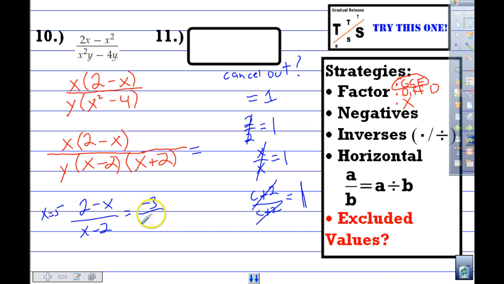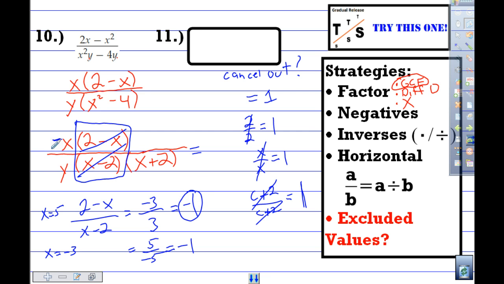Negative 3. What do you get on the bottom? So what does this equal? Negative 1. What if I plugged in a different number, like negative 3? Yeah, I'd get 5 over negative 5, which equals negative 1. So we have this unique situation where they don't have to be exactly the same, but they cancel out anyway, and they equal a negative 1. So you just add a negative in the front.